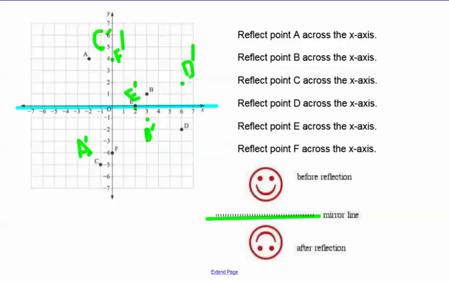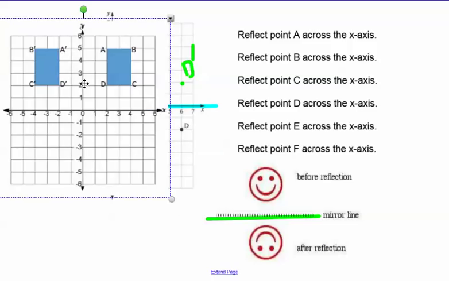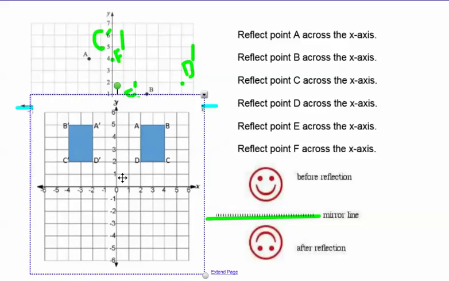Perfect. All right, now something else that I just wanted to talk to you about. Let's say we have pictures. The only way that you can tell that this right here is a reflection is by looking at the letters. Because this could also be a translation. You have to look at the letters. If you look, A prime is closest. B is further away. B prime is further away. So this would be a reflection.